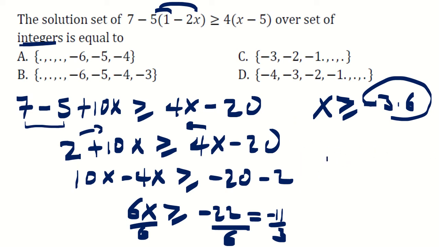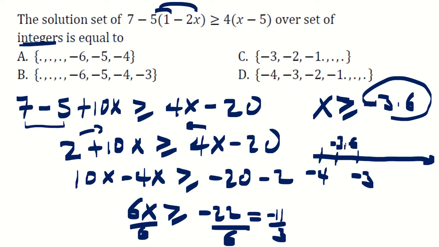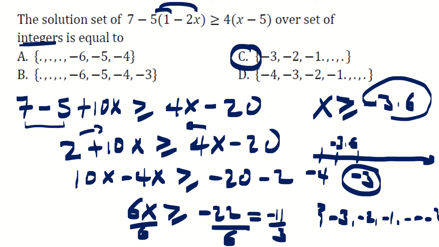To make it clear, if this is our number line, consider negative 3 is here and negative 4 here. Negative 3.6 is somewhere around here. So which integer is greater than negative 3.6? It's negative 3. Then what? Negative 2. It continues. So the answer will be minus 3, minus 2, minus 1. So the answer is found in C.